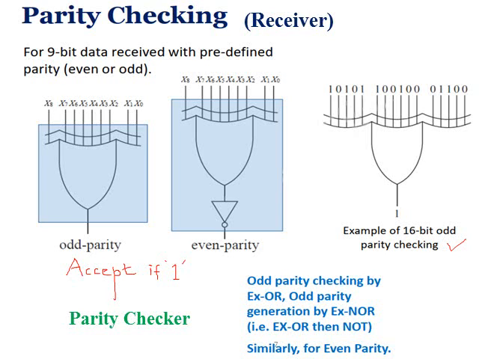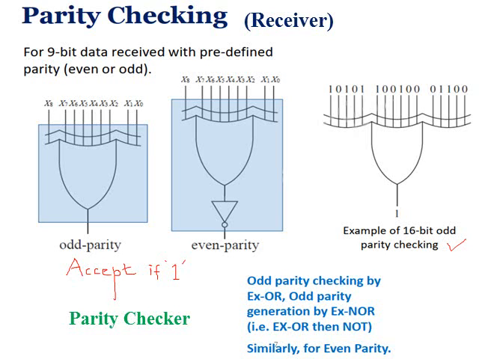That means it is right. For example, but in the other case, if you have even parity, what happens? The number of ones should be even. That means the XOR output should be 0. Okay, so we need a NOT gate to make it 1. So the even parity output is XNORing of the inputs, and the output is 1. That means it is maintaining the even parity. That's the simple logic, and that's it.